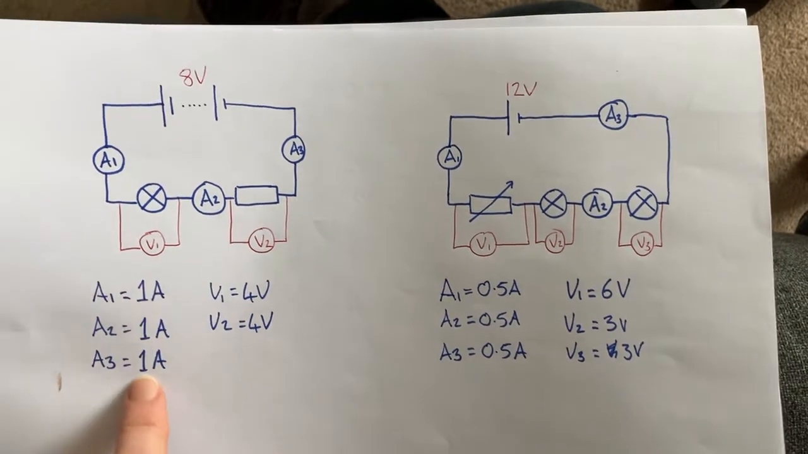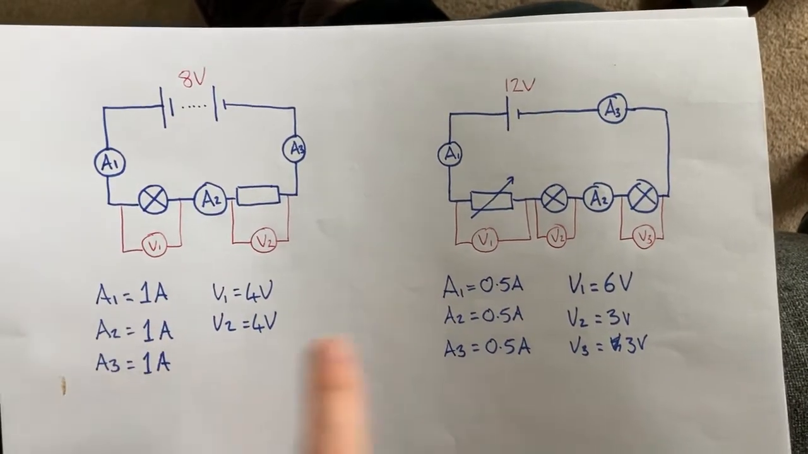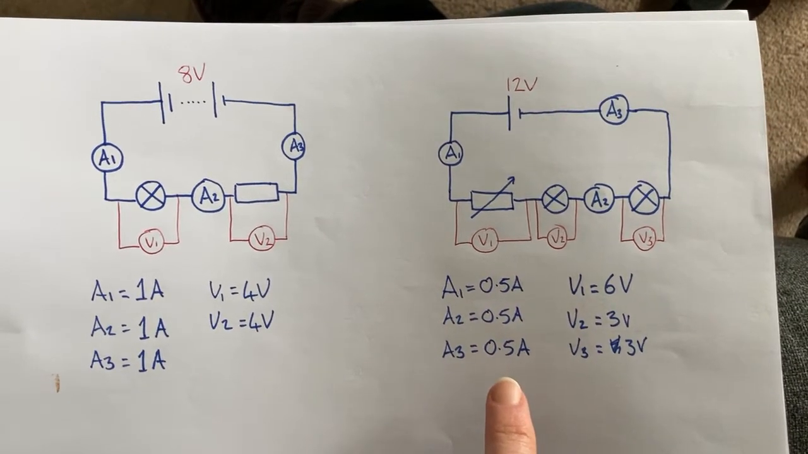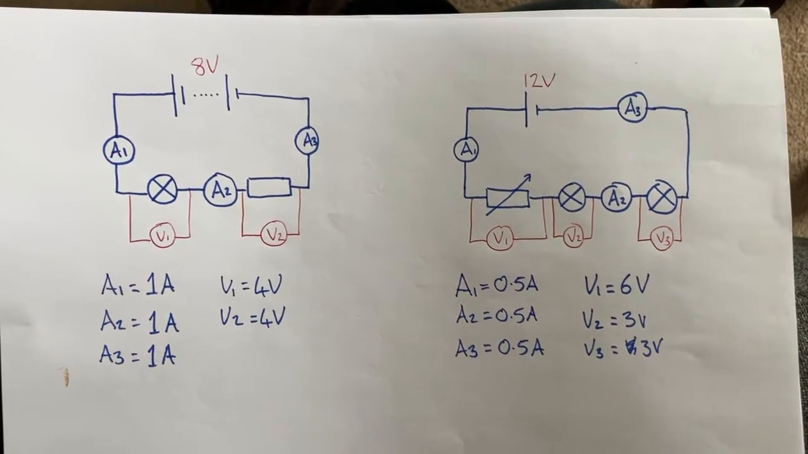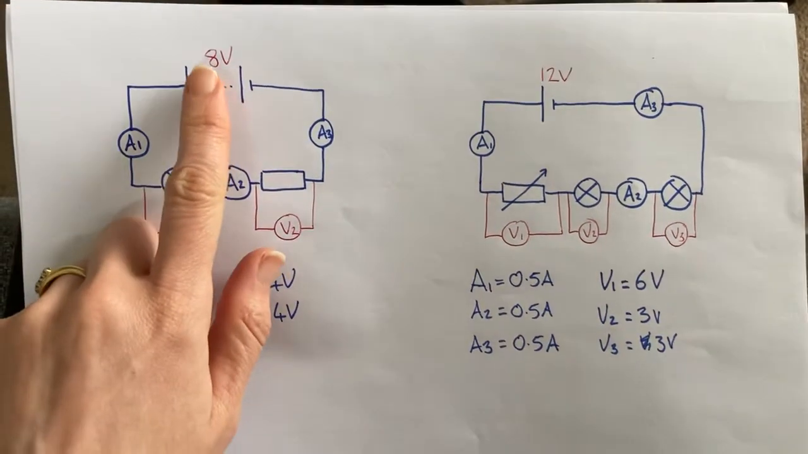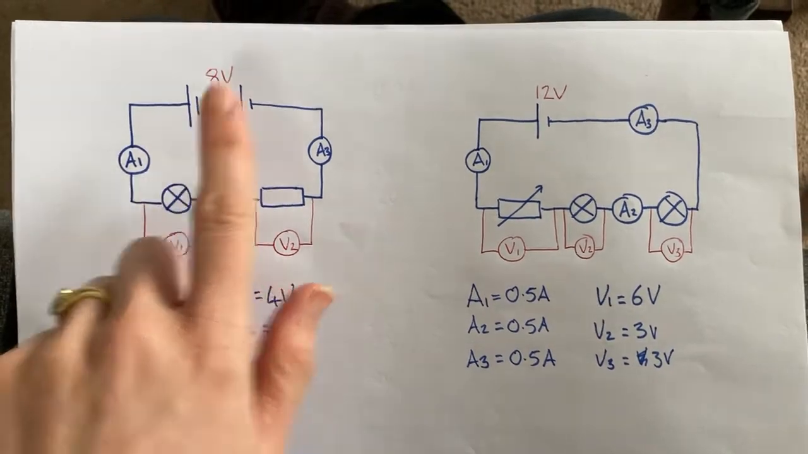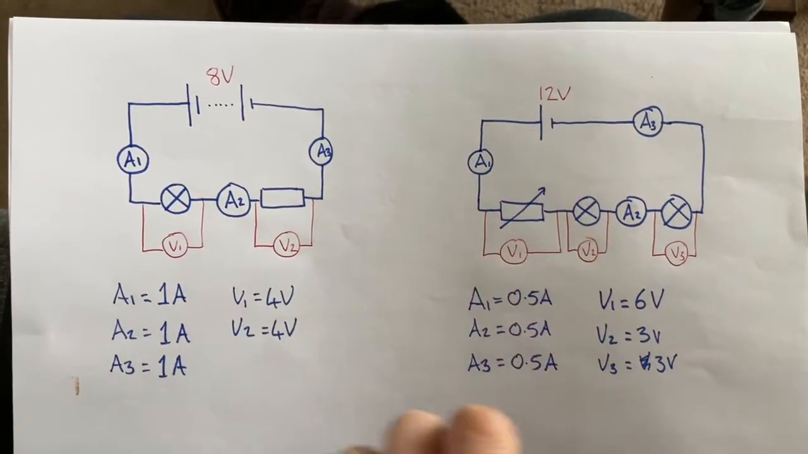Okay, so in this example, it was 1 amp everywhere in the circuit. And in this example, it was 0.5 amps everywhere in the circuit. The voltage or potential difference, though, is slightly different. So remember, you've got your supply voltage, what you're getting from your battery or your cell. So 8 volts here, 12 volts here.